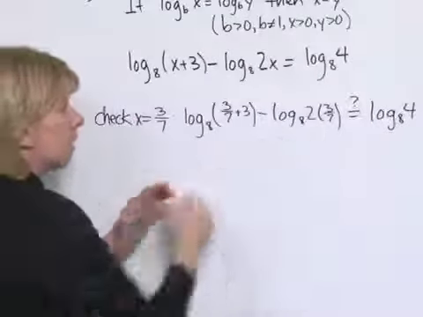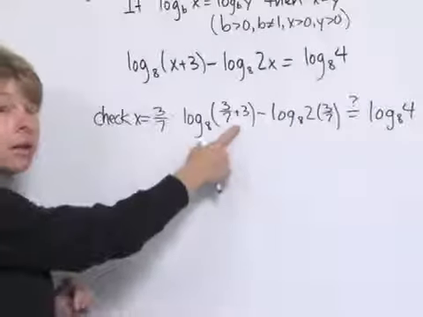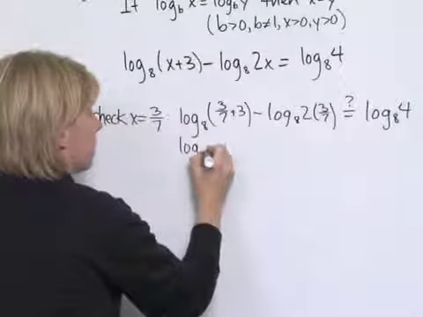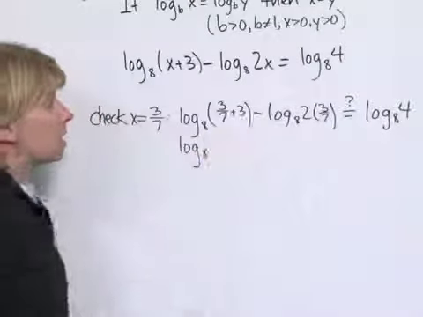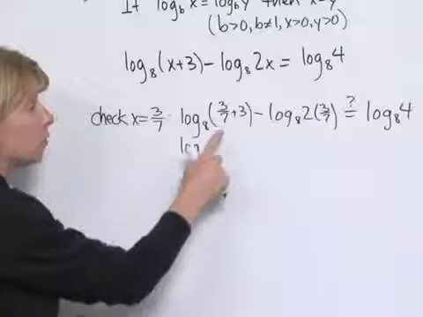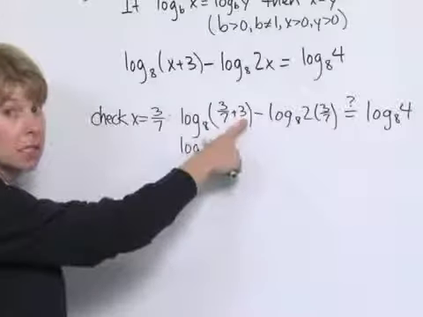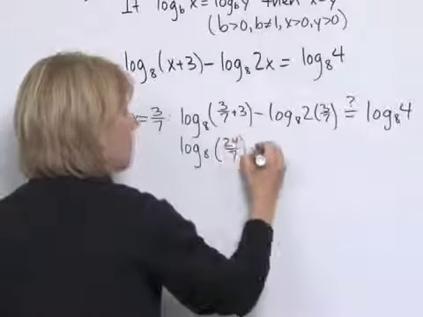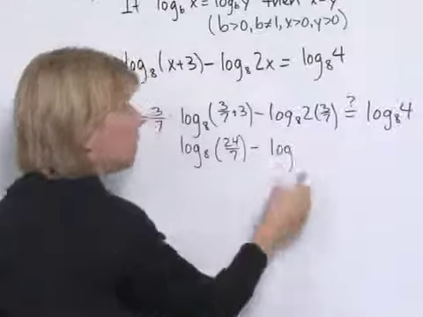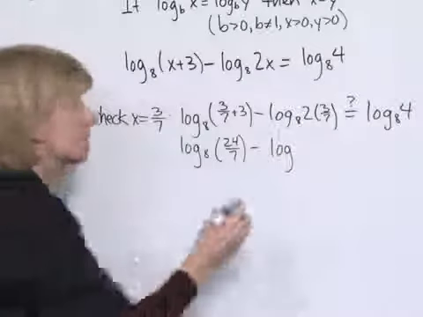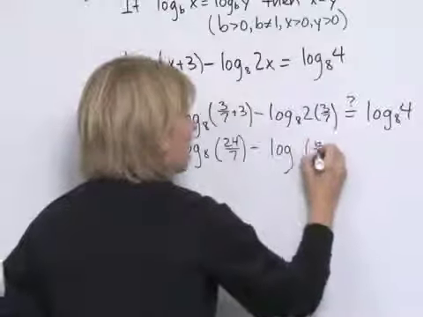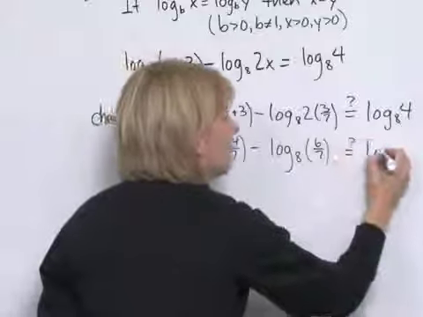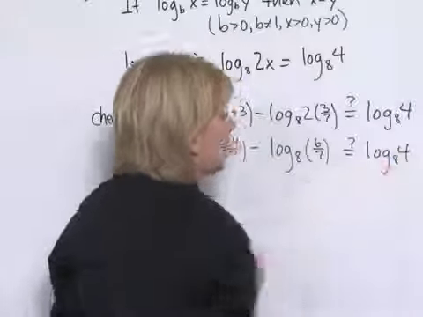So let's simplify what we have here. Here we need to add 3/7 plus 3. Well, 3 is 21/7. So if we take 3/7 plus 21/7, we get 24/7 minus the log of 2 times 3/7, which is 6/7, base 8. Does that equal log of 4 base 8?